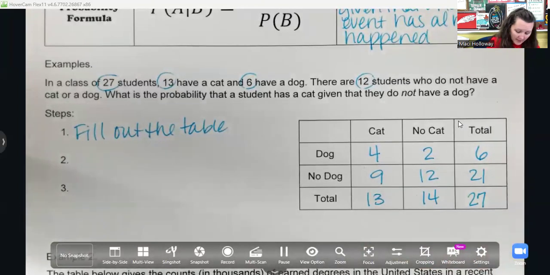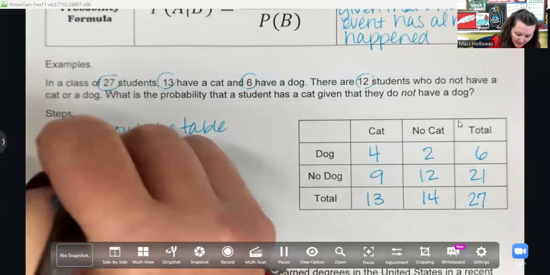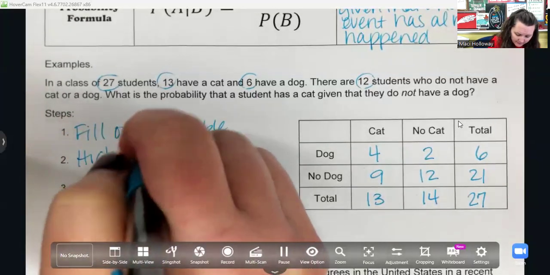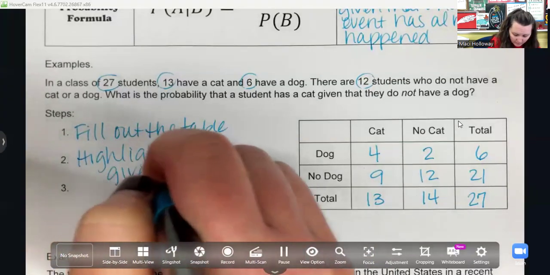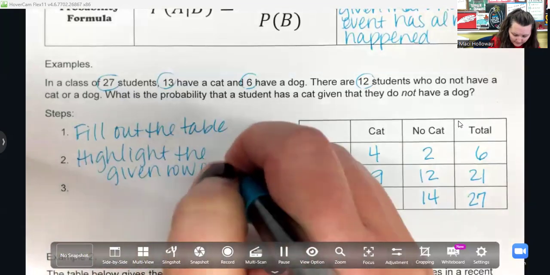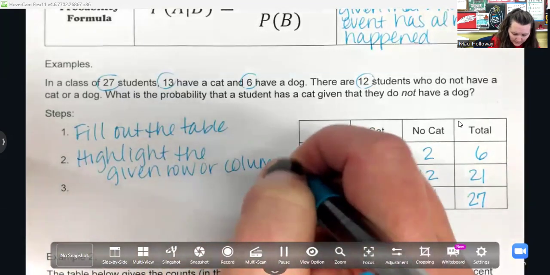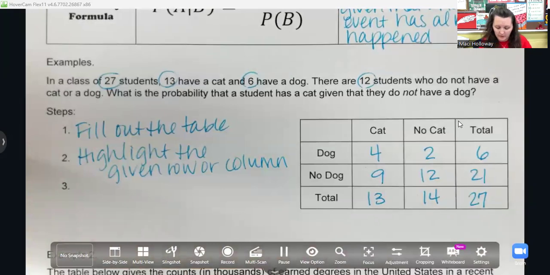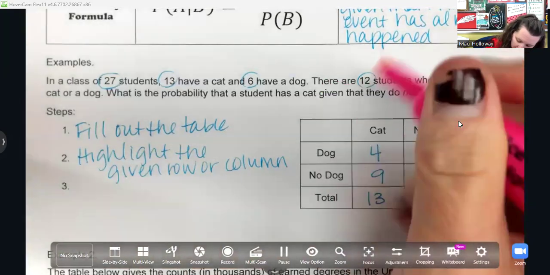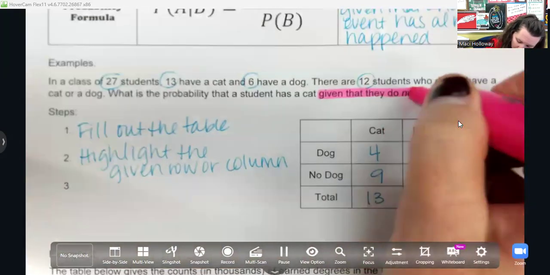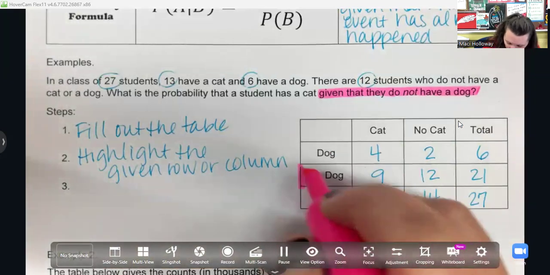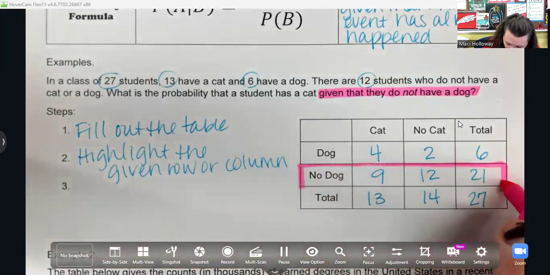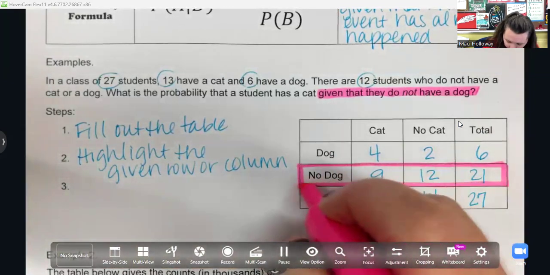So let's look at the next step. The next step is to highlight the given row or column. So I'm going to use my highlighter here, and this is given that they do not have a dog. So that's the row or column that I'm going to highlight. It's the no dog row. So this is what I'm looking at specifically here.